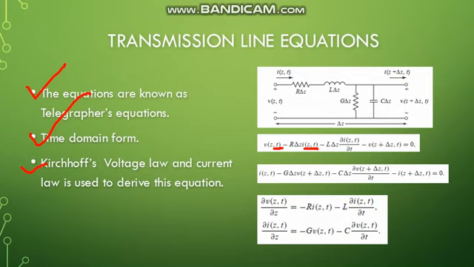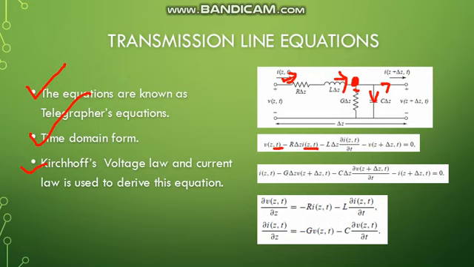In what sense? First of all, we have to use Kirchhoff's current law at this node. If we use Kirchhoff's current law, the input current i(z,t) is divided into three parts: G delta z v(z,t), C delta z times the derivative of v(z,t), and minus i(z + delta z, t). That means they have been shifted.